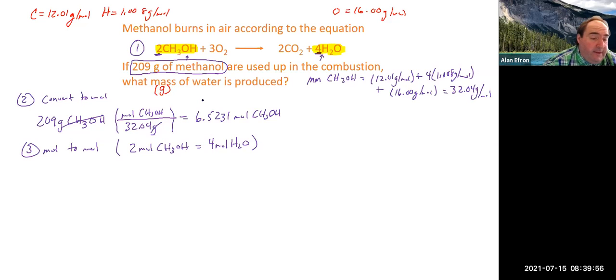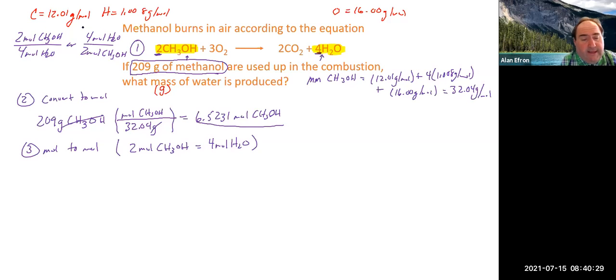And remember, from that equality you can write 2 conversion factors. For every 2 moles of methanol we have 4 moles of water, or basically the opposite: 4 moles of water on top and 2 moles of methanol on the bottom. Since we are in moles of methanol at this point, and we want to end up with water, we want to use the conversion factor on the right-hand side. That would be our third step.